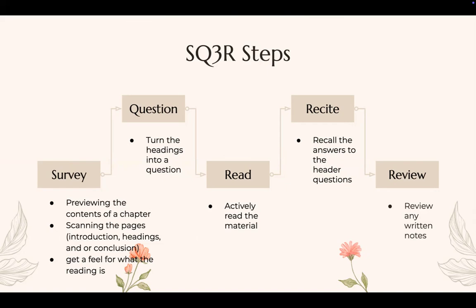Next is recite. This involves recalling the answer in your own words to the question previously created. In the scenario where you cannot remember the answer, you just read over the section and jot it down briefly. The next step is review. After finishing reading the text, review any notes taken. Test your knowledge by reciting the main points of the chapter again, and you do this with every subsection of any given text you're reading.